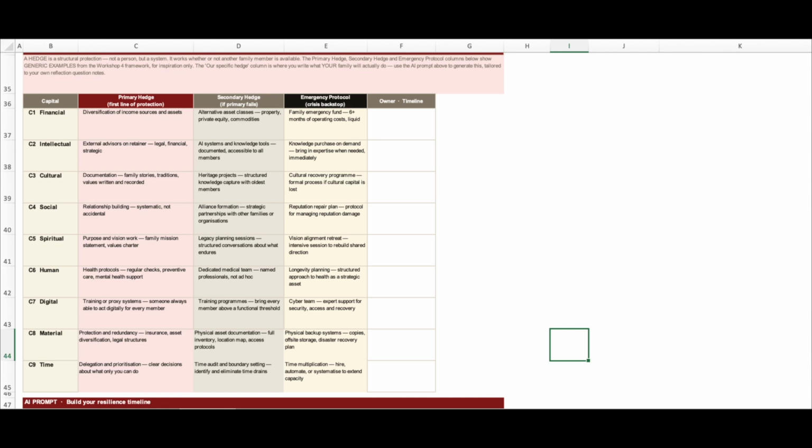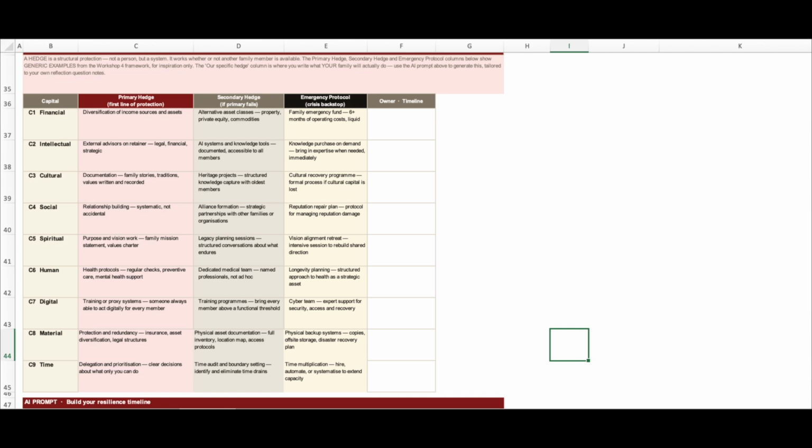That's different from the bridges you developed in Workshop 2. Bridges connect capability between people. Hedges protect the family when a capital becomes vulnerable. For every capital, you'll see 3 example layers: a primary hedge, a secondary hedge, and an emergency protocol. These are not the answers. They're examples taken from the Workshop 4 framework to help you think.